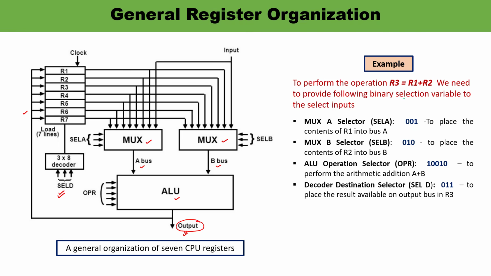So what kind of operation is to be done? As you can observe from this diagram, the first number is R1. Its content is placed on bus A. You can see SEL, select register A, the mux A selector, and the second number, R2, is placed on bus B.